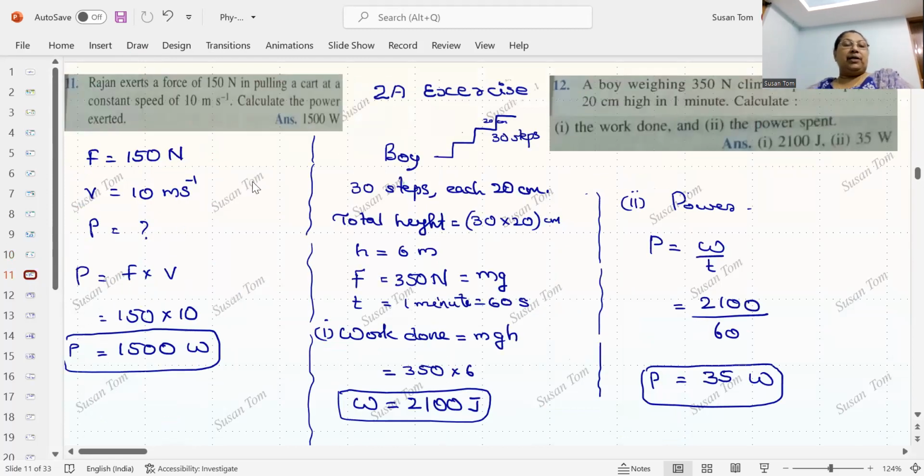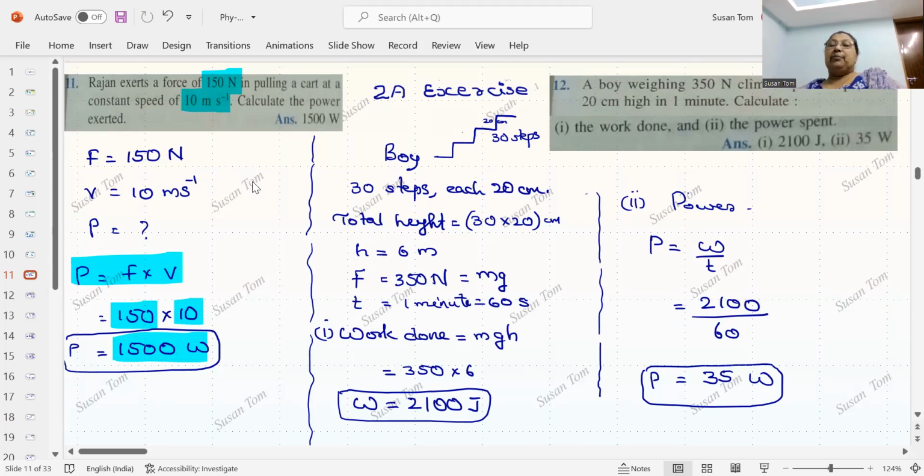11th question, again, same equation. Rajan exerts a force of 150 Newton, pulling a cart at a constant speed of 10 meters per second. Calculate the power exerted. P equal to F into V. F is 150 Newton, V is 10 meters per second, 1500 watt.